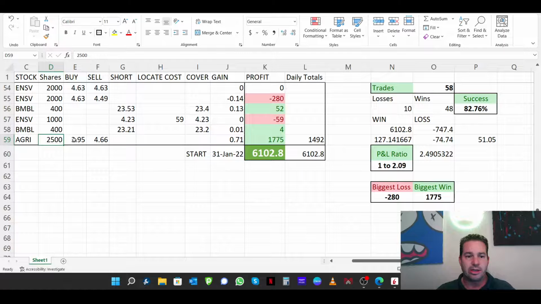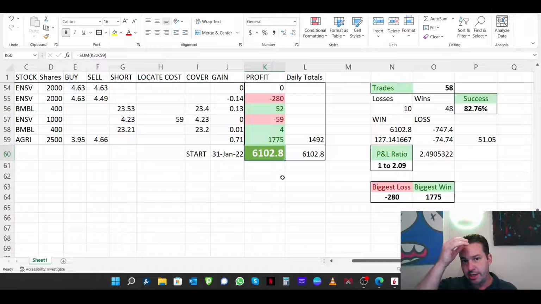2,500 shares AGRI long at 3.95 and out at 4.66 for a 71 cent move, gave 775. And trading this way, the Ichimoku way, the Mocha is my strategy, you're not getting a lot of trades. And you don't have the stress that you do as a momentum trader, because you're looking at longer moves, confirming direction, rather than a lot of people who are trading momentum are doing it a little bit more emotionally.